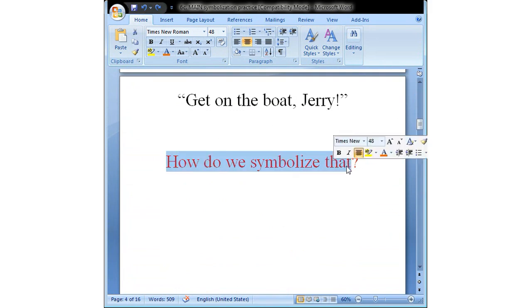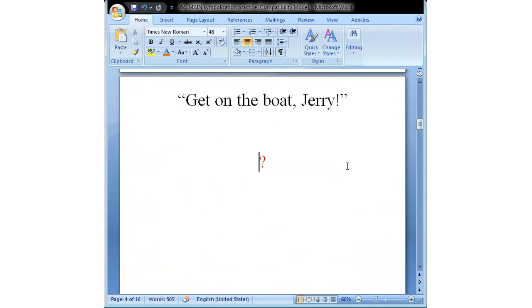Get on the boat, Jerry. How do we symbolize that? Hanako, you're right. It's not a proposition. Trick question. We don't symbolize it. It's not a proposition. So what is it? If it's not a proposition, what is it? Do you remember my text message last time? Someone sent you a text message, and I went through these different sentences, and we were figuring out what work they were doing. It's not a proposition. You don't symbolize it. So what is it?